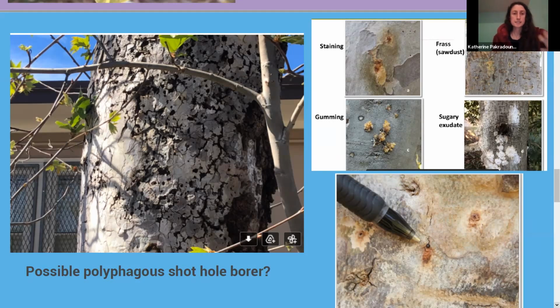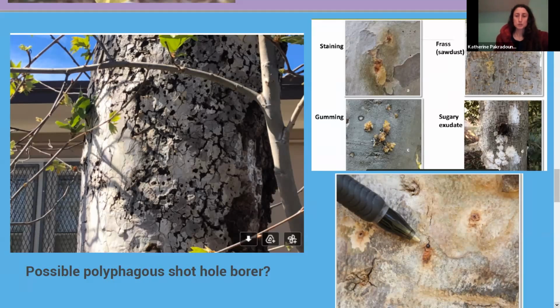So are these holes that we're seeing shot hole borer? We don't know. So this is a possibility. I would say there's a strong likelihood that these holes are too large to be shot hole borer evidence. It's entirely possible these are woodpecker holes. Woodpeckers make holes in trees all the time. And so that's a possibility. It's also a possibility that it's another type of beetle.